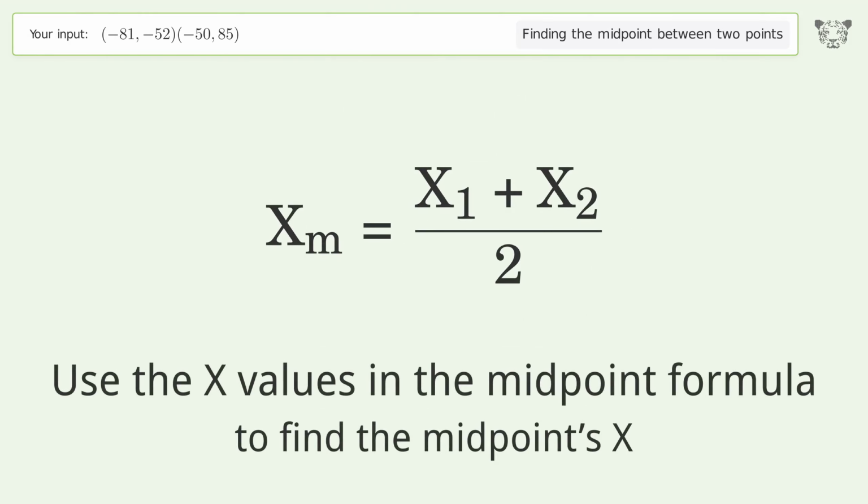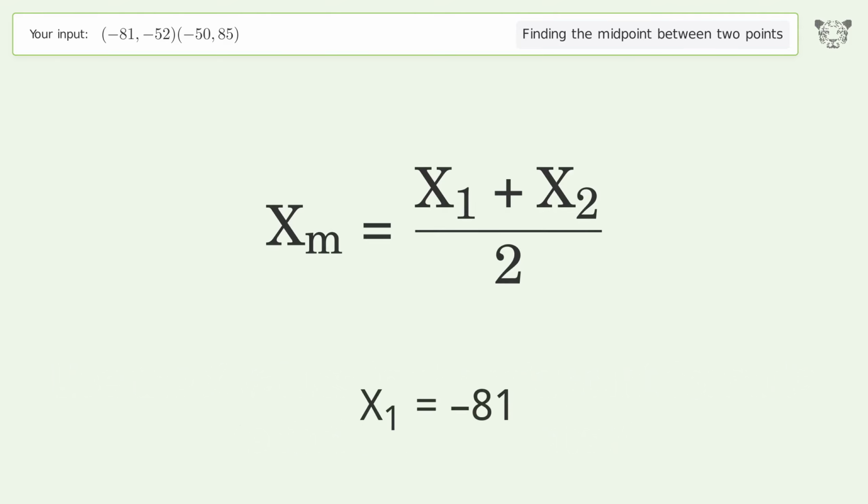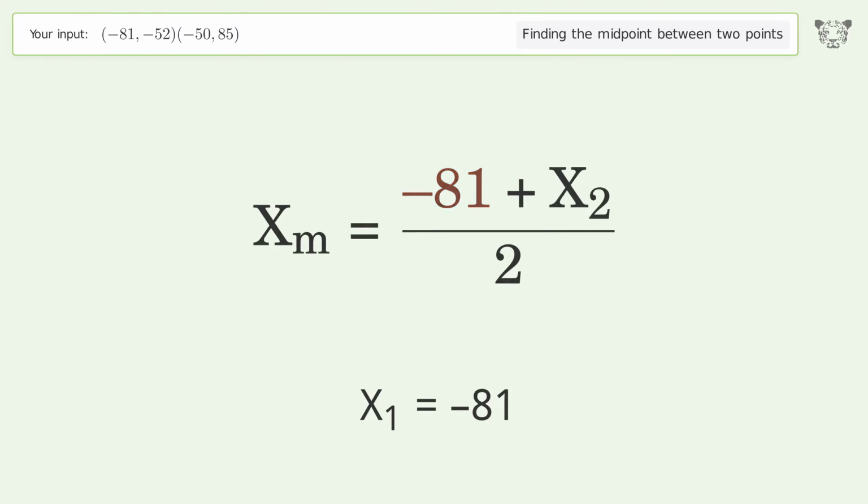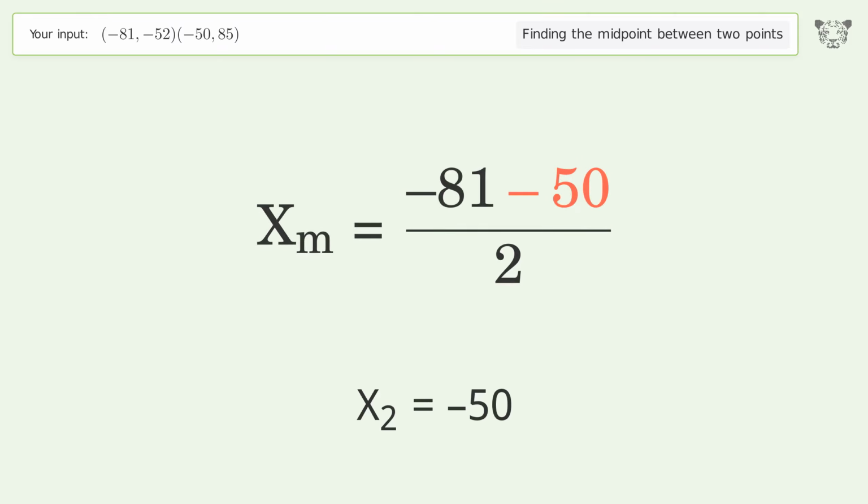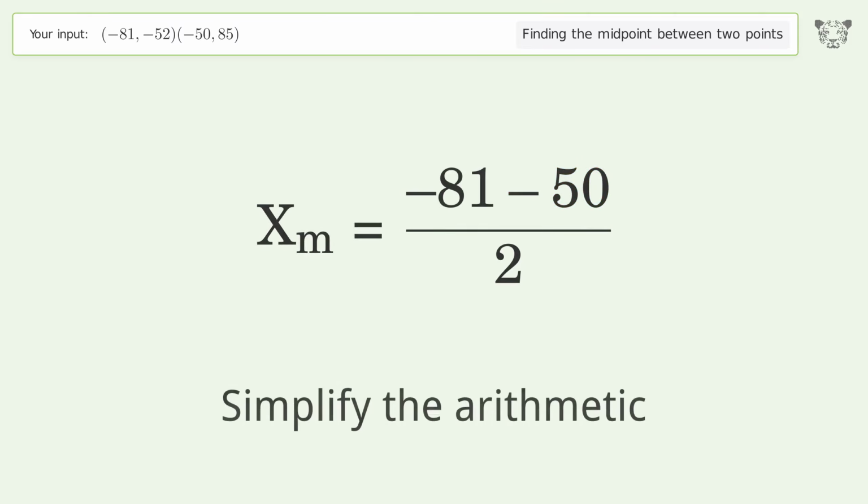Use the x values in the midpoint formula to find the midpoint's x. x1 equals -81. x2 equals -50. Simplify the arithmetic.